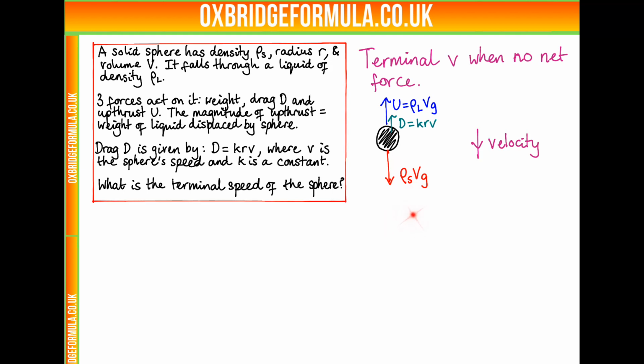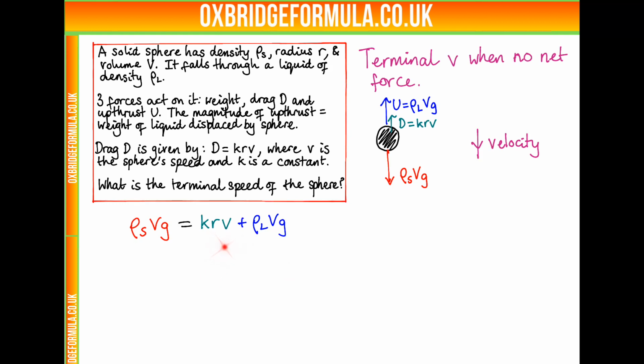So the force going down, the weight, must be equal to the two forces that are trying to reduce the motion's downwards velocity. So ρs vg, which is the weight of the ball, because this is mass times gravity, equals krv, the drag force, and then ρl vg. So v is the volume of the liquid displaced due to the ball, and then the mass would be ρl v, and then the weight would be ρl vg.